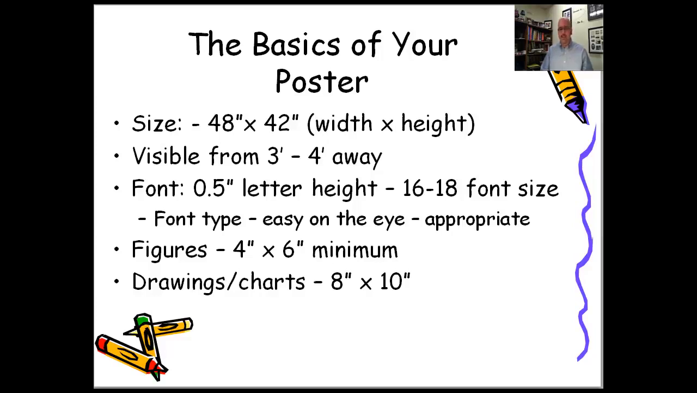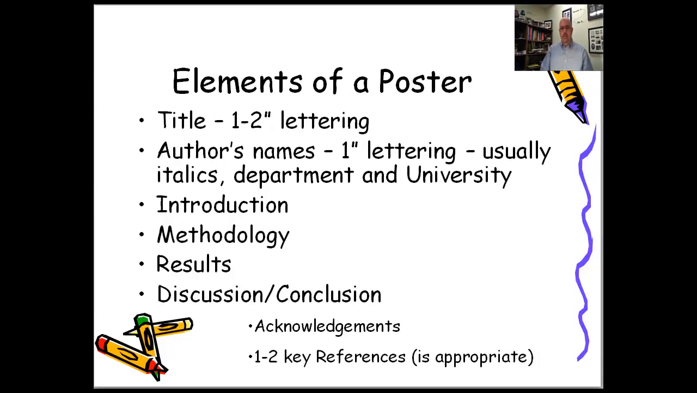The figures or the pictures that you use should be 6 by 4 photographs, if that's what you're using, or if you're going to put a chart or a graph or something like that, it should be somewhere around the 8 by 10 inch size. The individual elements of the poster, you've got a title, the author's names, the introduction, the methodology, the results, and then the discussion and the conclusion. Some people on the bottom right hand corner of their posters like to put acknowledgements. Some people like to put in 1 or 2 key references. Again, discuss that with your advisor as to what they would like to see on your poster, and then set it up accordingly.